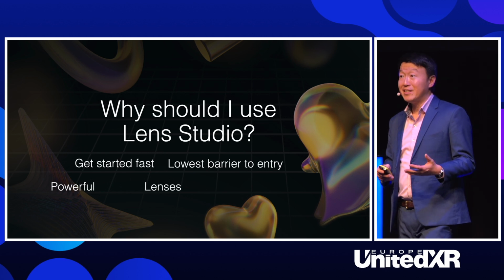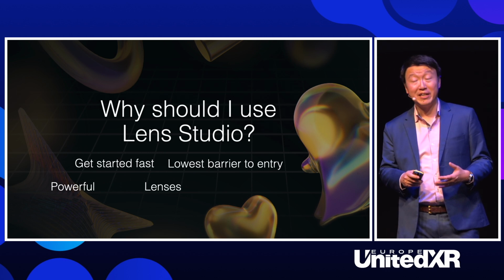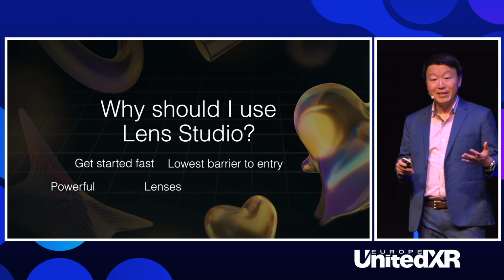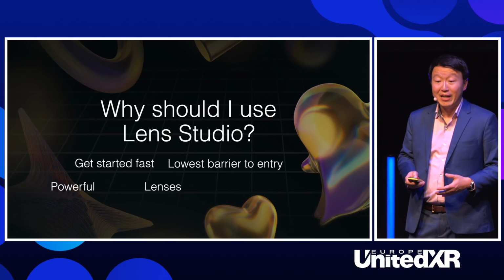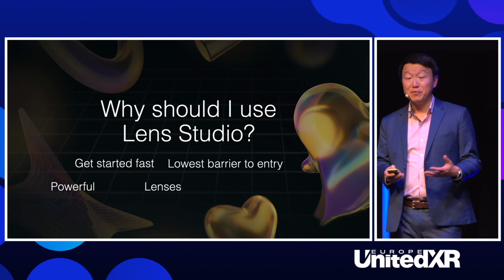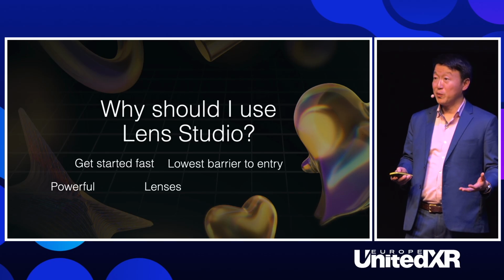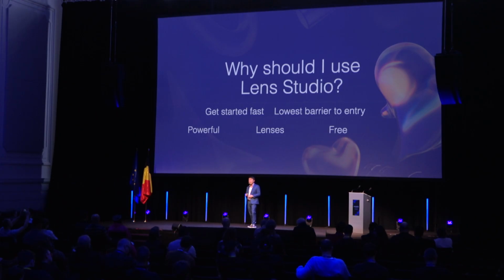Lenses are the output of Lens Studio, and lenses are unique because they are very lightweight. They run in real time. They run across any device, all without needing to export to a different file type. And because Snap offers a complete end-to-end ecosystem, all you need is a great idea, and everything else just works through Lens Studio. And last but not least, it's completely free.